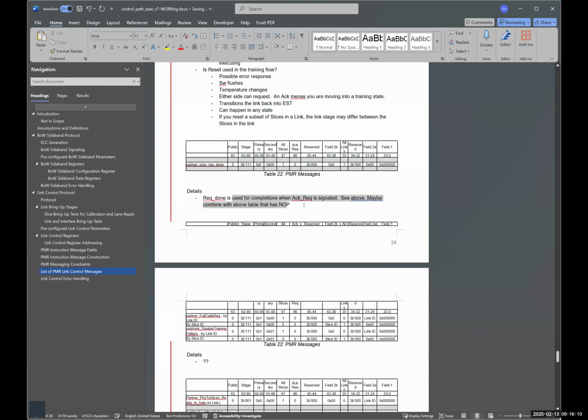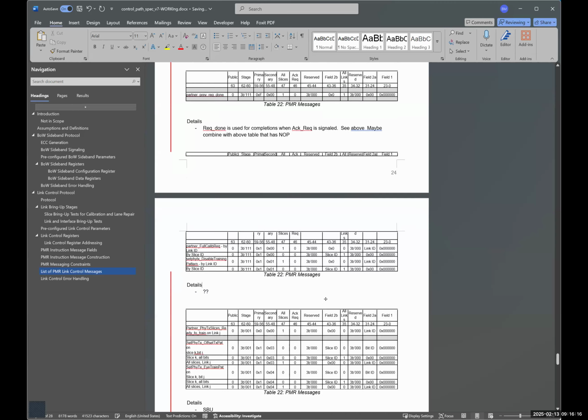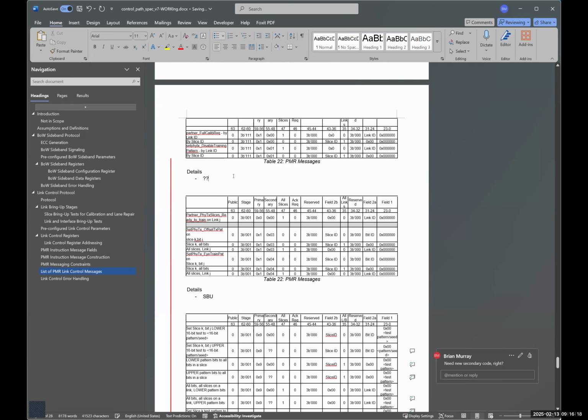So this one, I think we're clear on. We had a lot of discussion before, so we're just going to skip that for now. All right, let's move on to here. This is also in general, and we have a full calibration required and disable training pattern. I don't know what either one of those really mean.